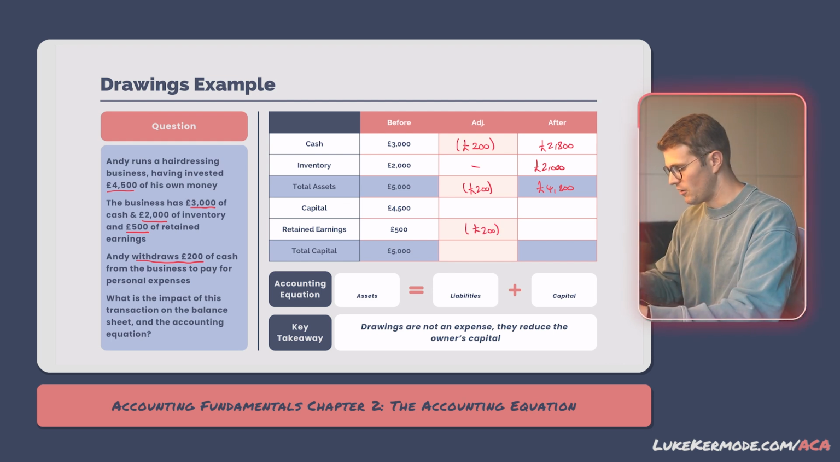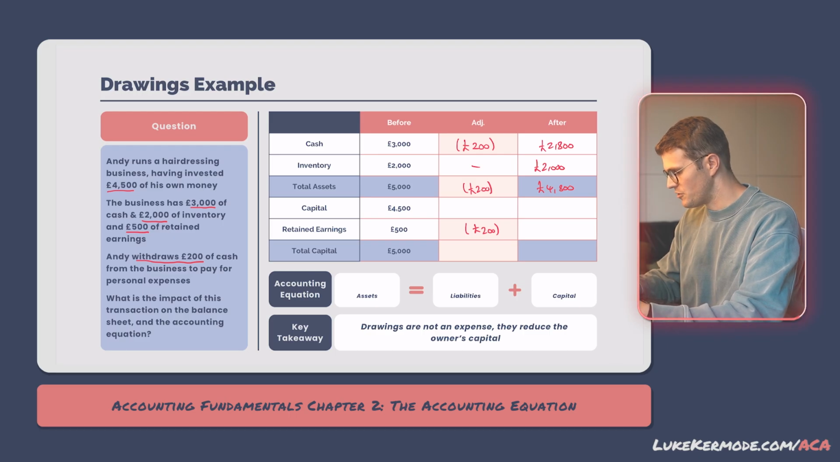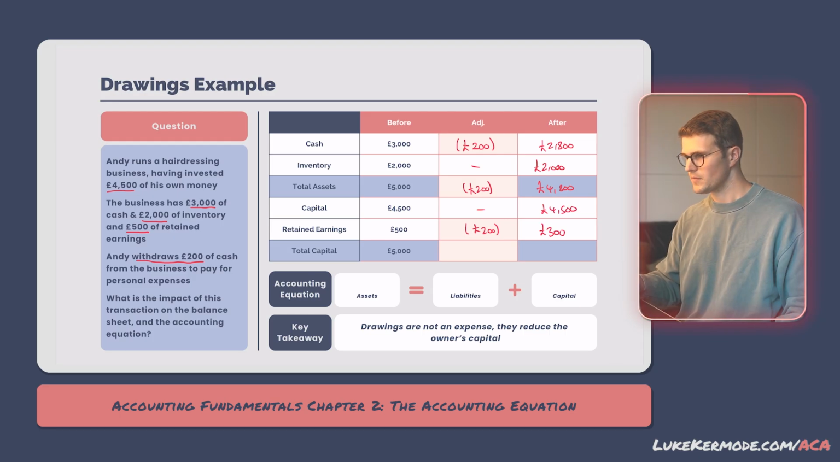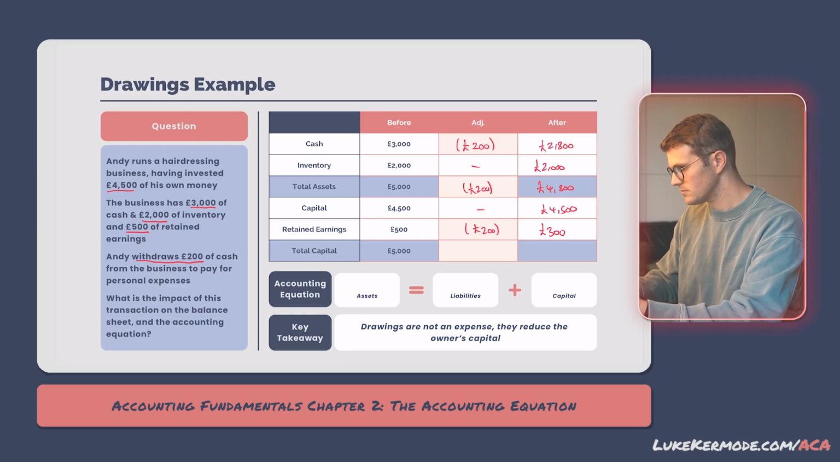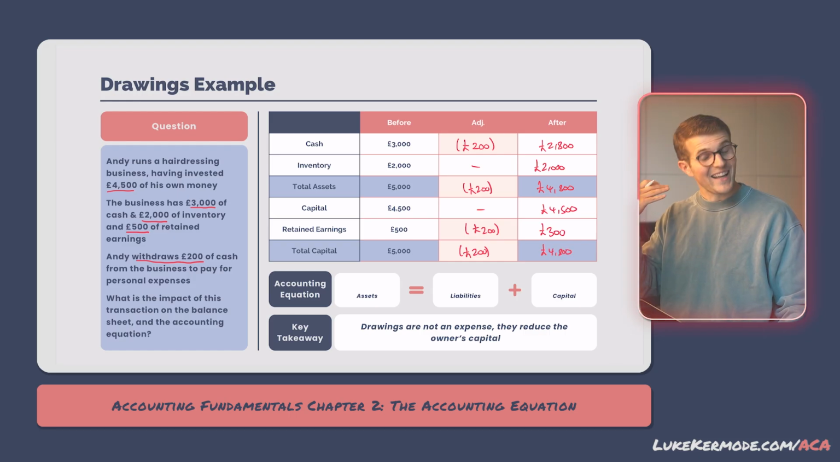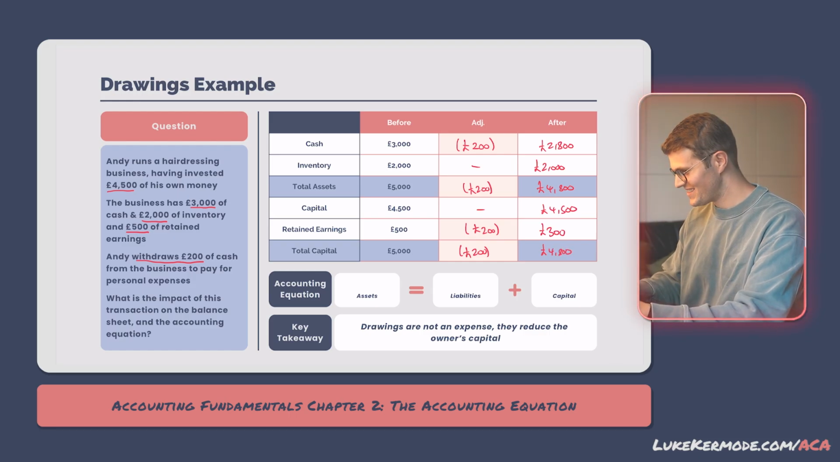So that will bring retained earnings down from £500 to £300, and therefore total capital will fall from £5,000 to 4,800. But again, the accounting equation still balances. Assets are 4,800, and that equals liabilities of 0 plus capital of 4,800.